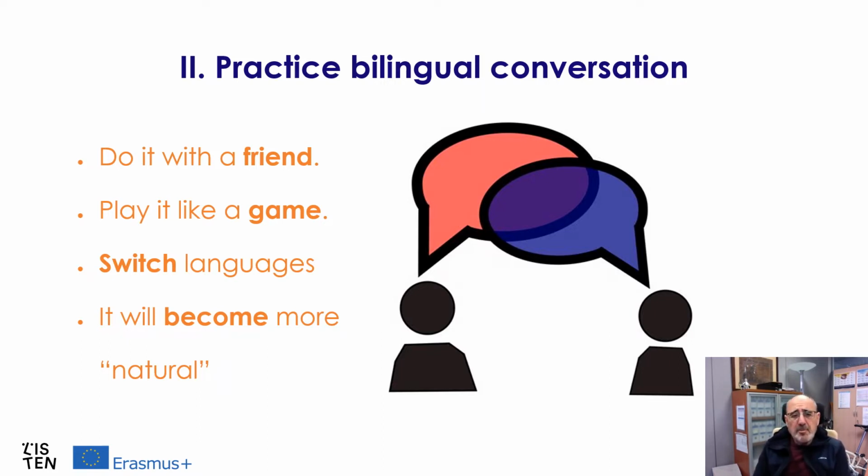And the second one is something you should do regularly, which is to practice bilingual conversation. Do it with a friend, with someone that knows about your objectives, and play it like a game. The only rule is you should speak different languages. Meaning, for example, if you are a Welsh speaker, you can use English and Welsh, and you should switch languages from time to time, every few minutes, until it becomes more natural than it looks to you right now.